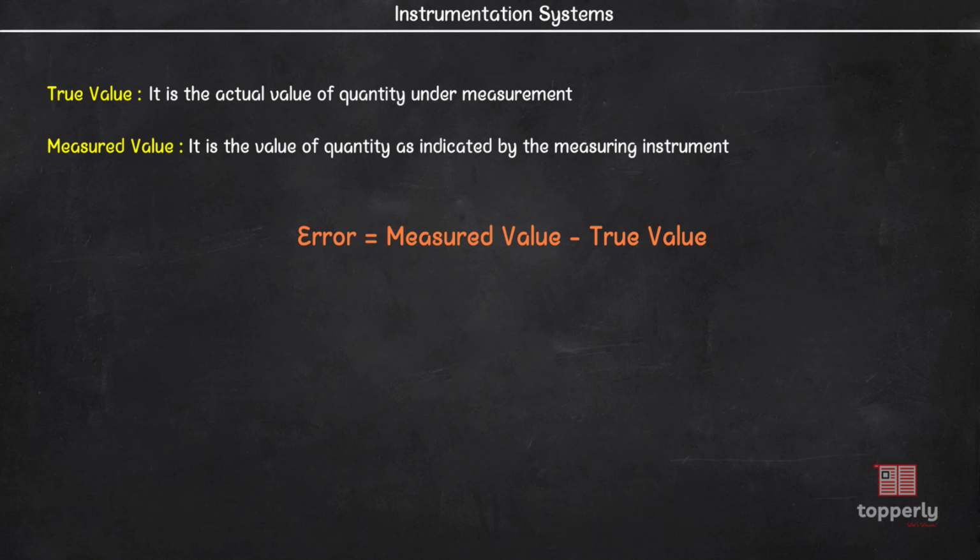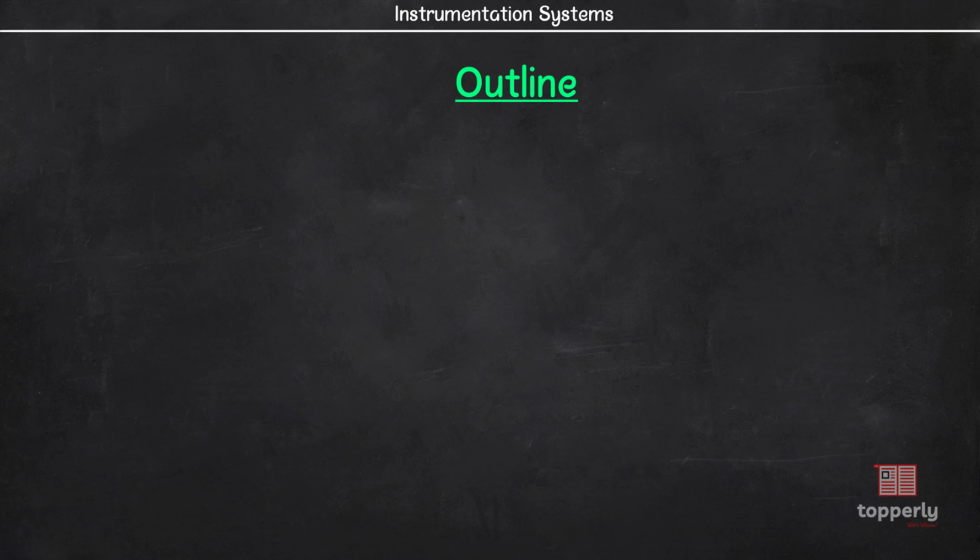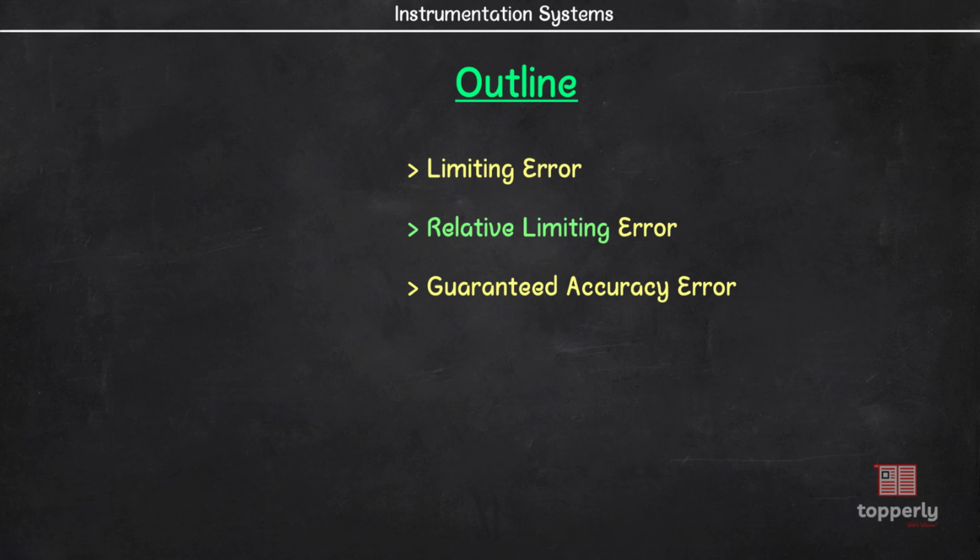Okay, now let us see the course outline for this lecture. First, we will learn about limiting error. Then we see relative limiting error, followed by guaranteed accuracy error, and lastly some solved examples. Let us now start our lecture.